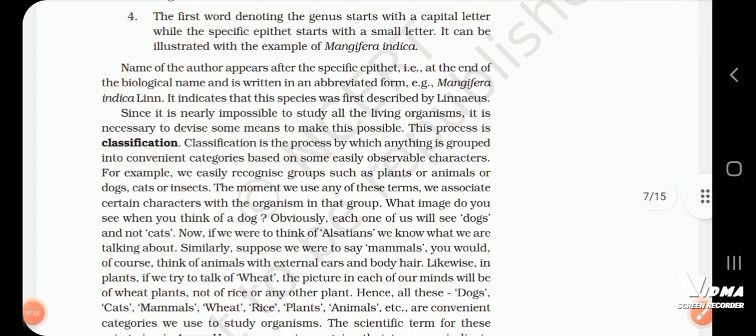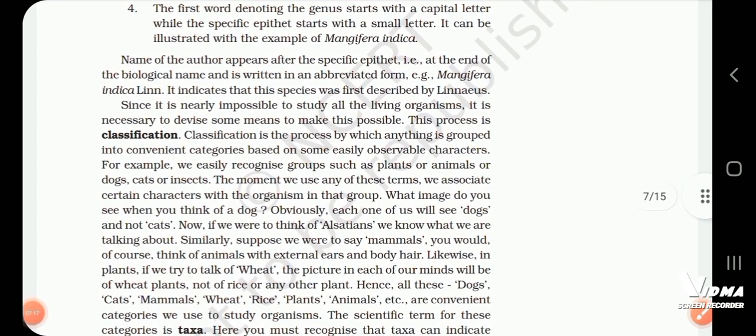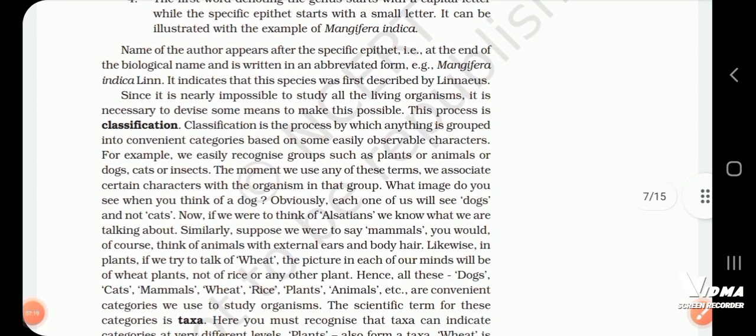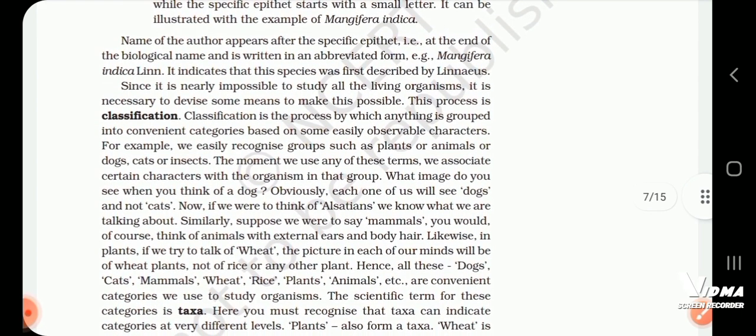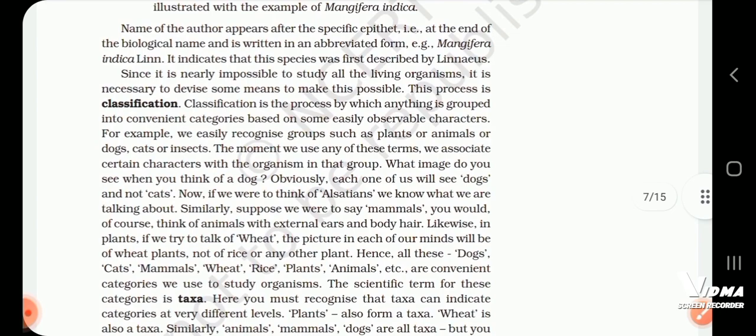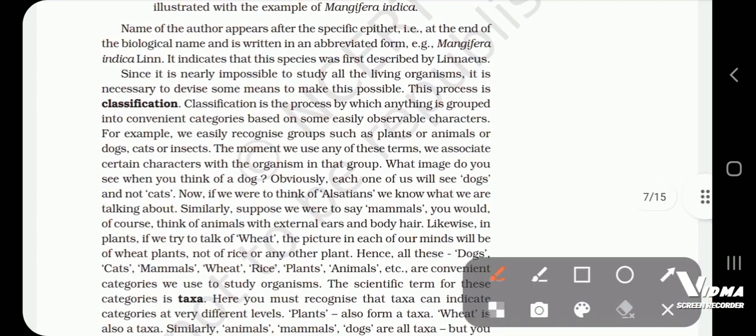Since it is not possible to study all the living organisms, it is necessary to device some means to make this possible. This process is classification.